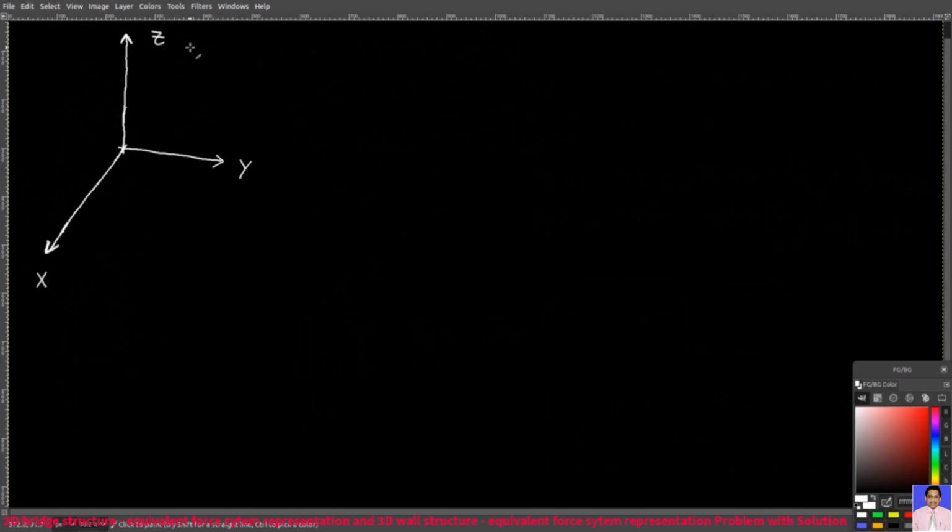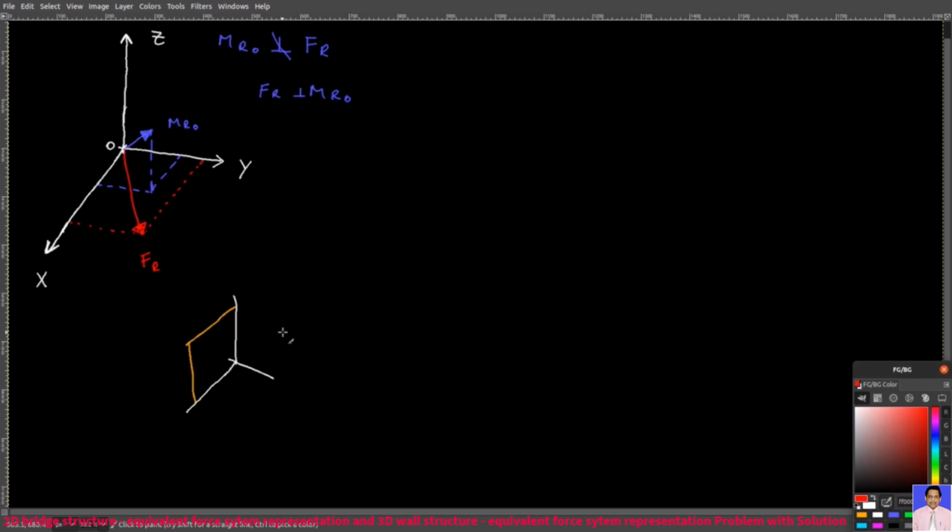But now, let me ask you a question. Imagine that you have FR on the XY plane, and then MR0 has all the X, Y, and Z components. So MR0 is not perpendicular to FR in any way. Can you now place FR somewhere in a 3D space to make MR0 disappear? The answer is no.